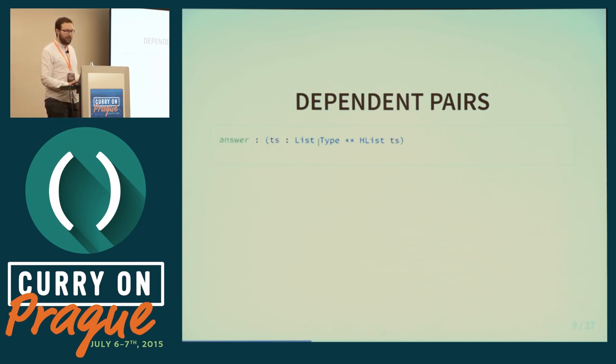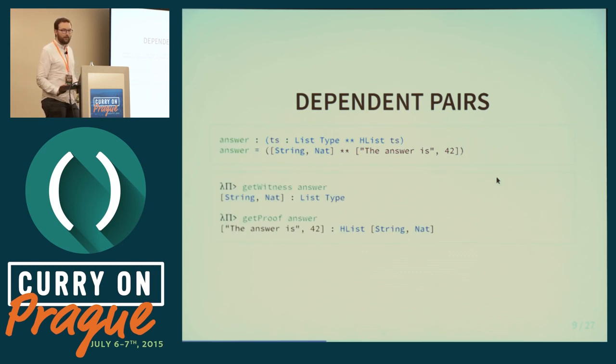Here we have that answer is going to be a pair where the first projection is some list of types, and we're calling that one ts. And the second projection is an HList of precisely those types ts that we had in the first side of the pair. So if I say that answer has String, Nat as its first projection, and 42 as its second projection, this is accepted. If I had written 17, then it wouldn't be, because it's using this exact list of types to type check the value on the right-hand side.